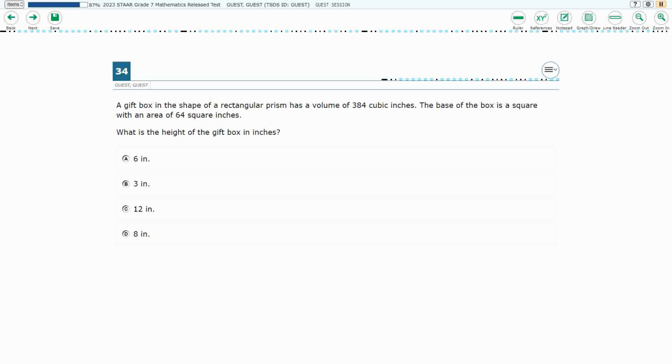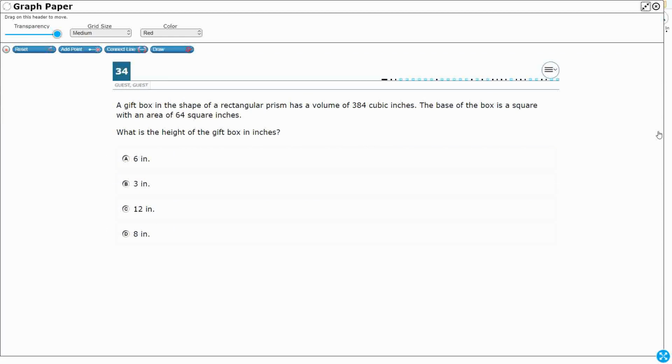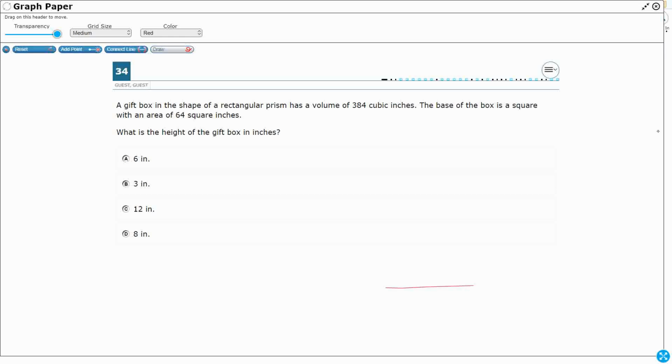All right, so we have a gift box in the shape of a rectangular prism, and they give us the volume. Let's draw a picture here to represent that. We've got a volume of 384 and a base of 64. Let's put our rectangular prism in here. We're going to make it kind of tall and a little bit narrow, even if that might not be the best representation. That's fine. It doesn't have to be proportional. It just has to give us something we can look at here.